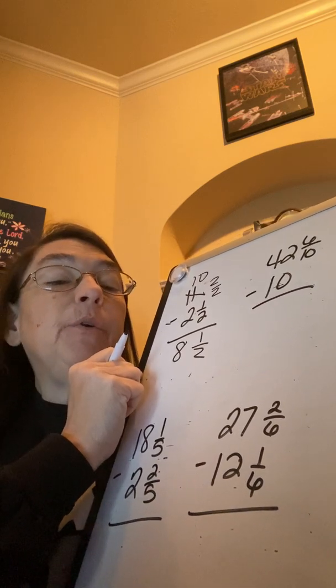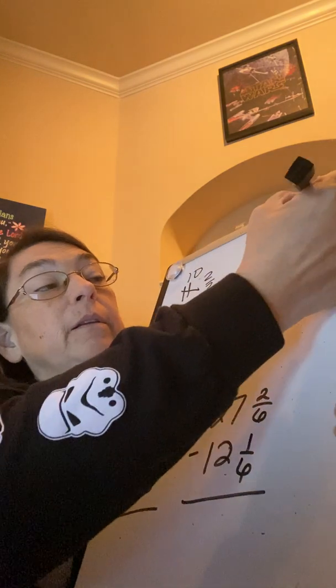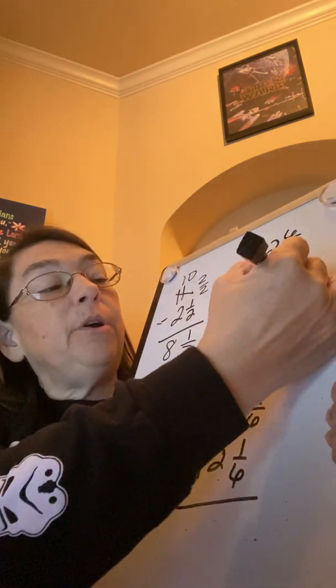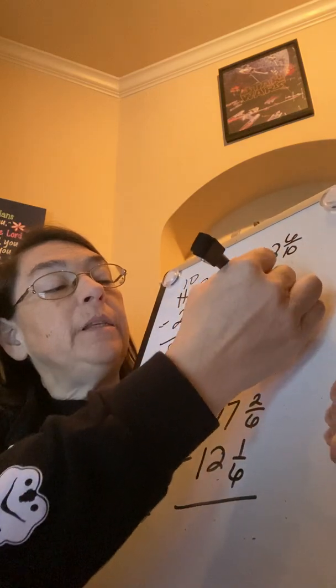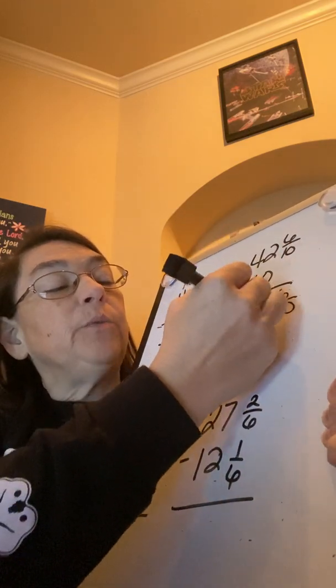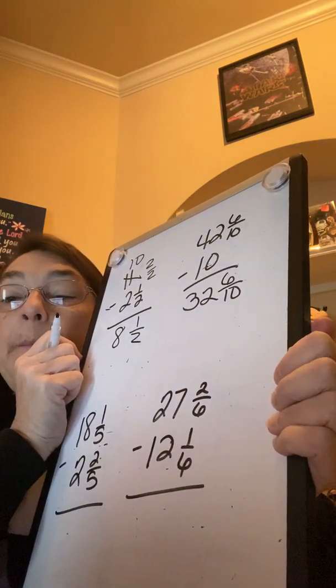All right, number 14. 6 minus 0 is 6/10. 2 minus 0 is 2. 4 minus 1 is 3. So you get 32 6/10.